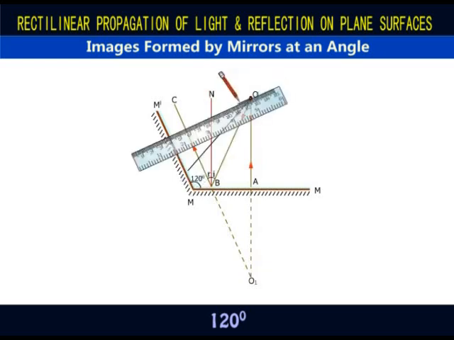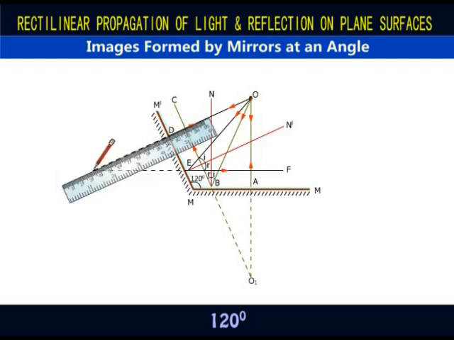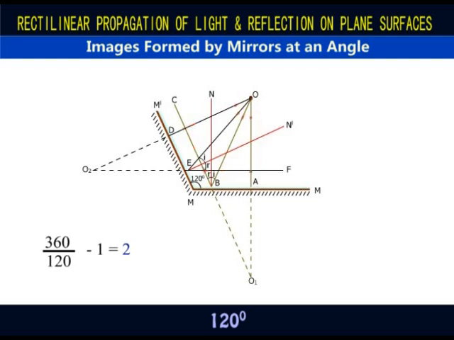Let OE and OD be incident on the mirror MM'. OD being perpendicular to the mirror retraces its path, while OE is reflected along EF. Extending OD and EF backwards, another image is formed at O2. So when the inclination angle is 120 degrees, we get 2 images, and from our calculation, 360 over 120 minus 1 is equal to 2.